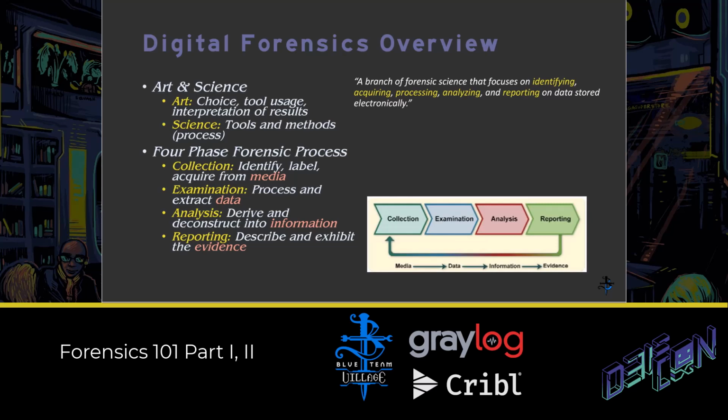However, the National Institute of Standards and Technology, or NIST, has four phases of the forensics process, as seen in the bottom right corner. You have collection, focusing on identifying, labeling, and acquiring from the media. Once you examine it, you are dealing with the data. The analysis will transform that into information, which will then be used to report the evidence to those you need to send it to.